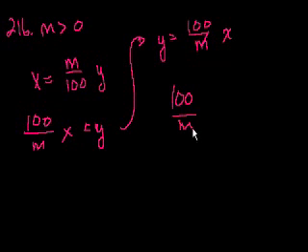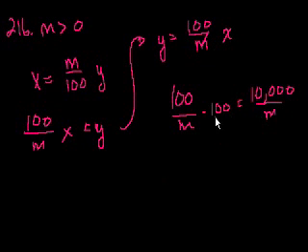So 100 over m times 100 is equal to 10,000 over m. And that is choice E. 10,000 over m percent, which is the same thing as 100 over m as a decimal.